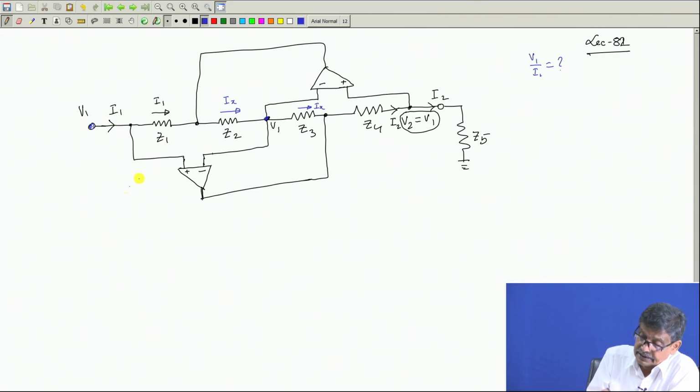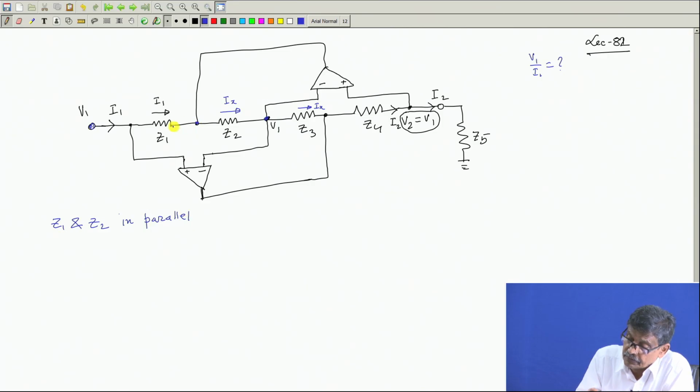Achha, now look at Z1 and Z2. Z1 and Z2, if you look carefully, they are in parallel. Why? Because there is a common point, this and this end are connected here. What about the other ends of Z2? There is no voltage difference. So, the potential of this point is the same as this point. Therefore, Z1, Z2 are in parallel, it has to be.